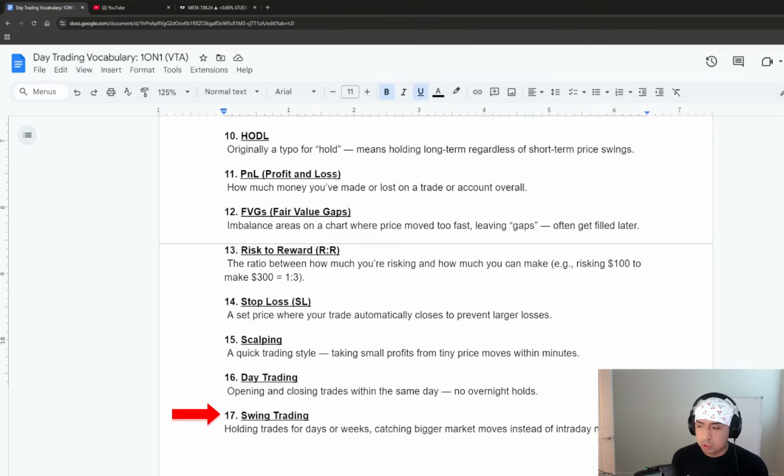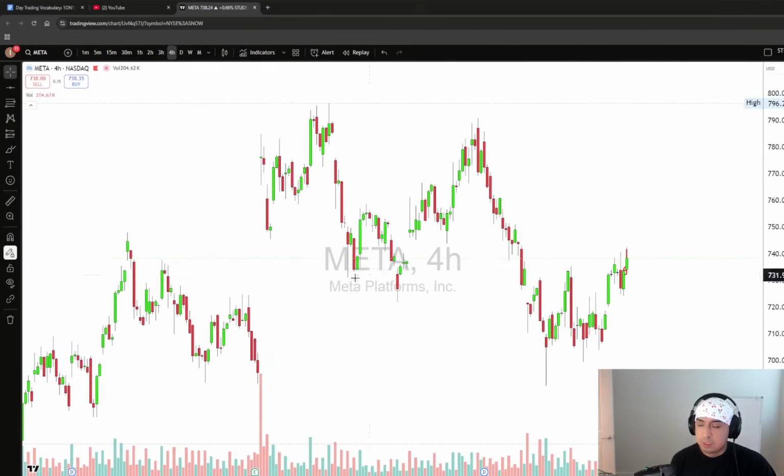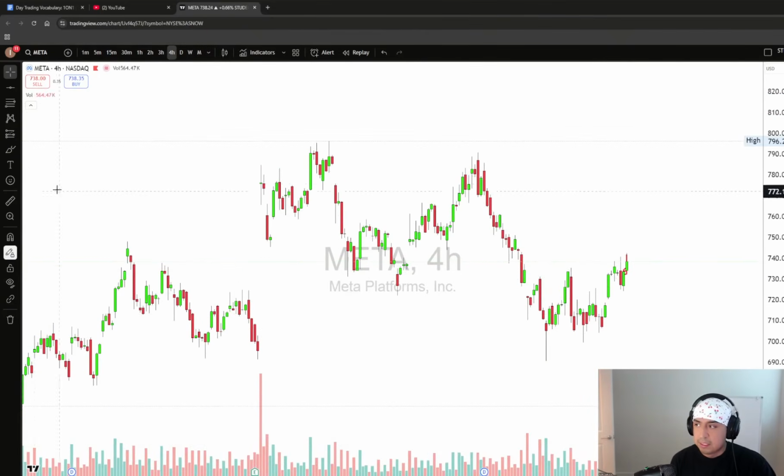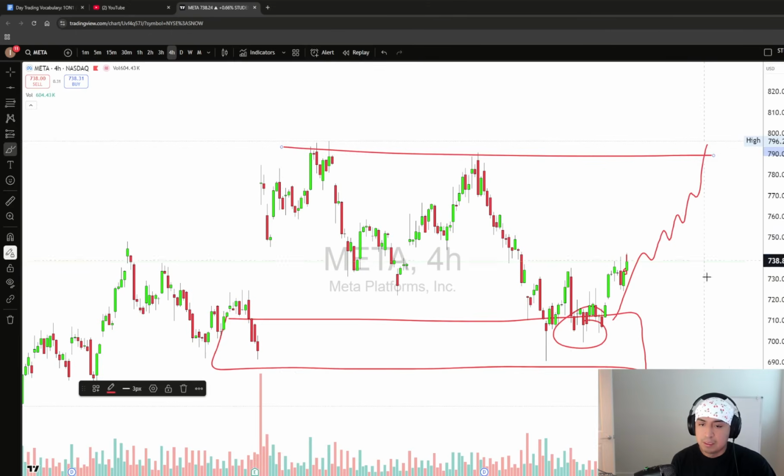Number 17, swing trading, holding trades for days or weeks, catching bigger market moves instead of intraday noise. So you can see that right at the market open at 9:30 a.m., there's a lot of value, but look at during the midday, there is now chop, right? And that's intraday noise. So if we work our way onto a bigger time frame, you can see that there is less noise. And maybe you are saying that, okay, just because I'm on a bigger time frame, I am holding onto this trade for days or weeks because I'm expecting Meta to go from 738, and that's where it's at right now, all the way to maybe like 800.